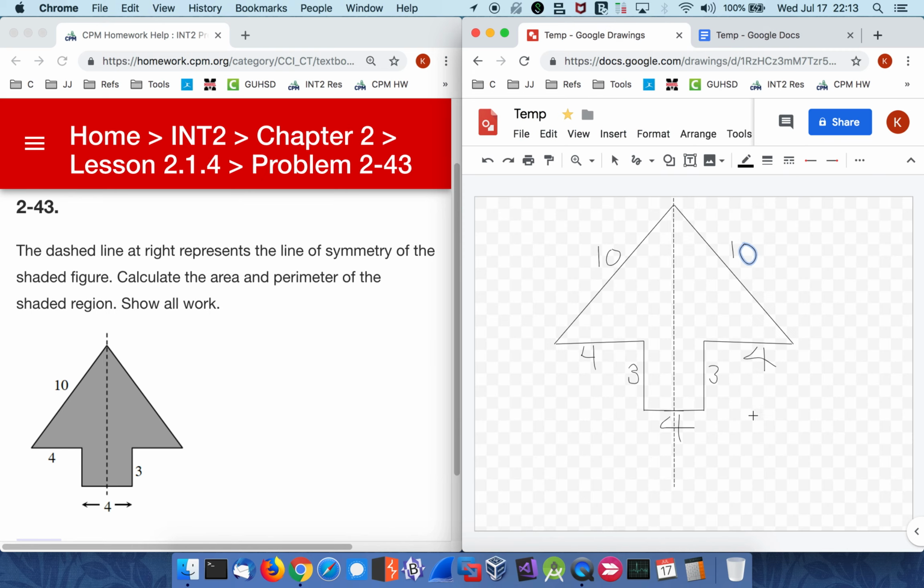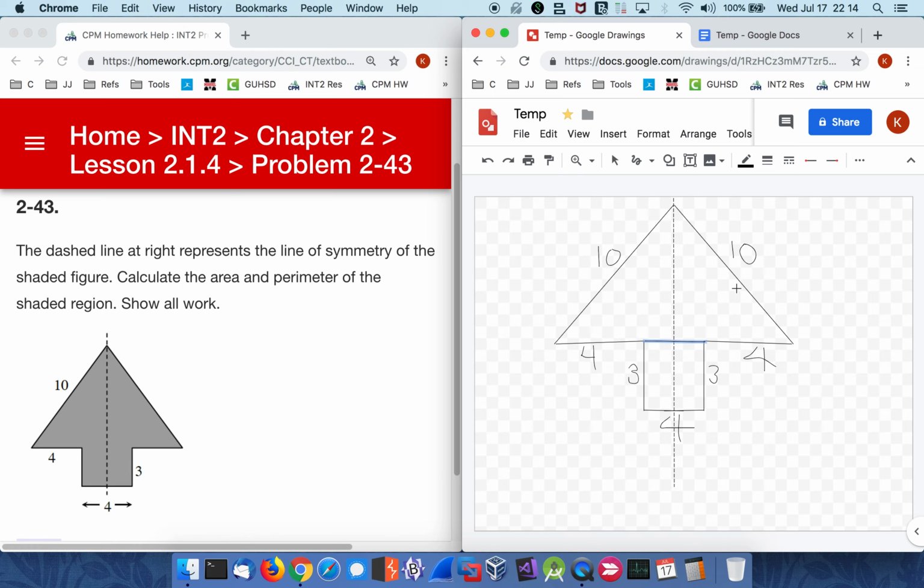Alright, so now let's do the area. So how are we going to do the area? Ooh, that's a little bit tricky. So if we draw a line right here to connect the triangle, we know the base, so 4 plus this 4 plus this 4, so we know that the base is 12, but we don't know this height. Shoot, how do we get the height? What else do we have?